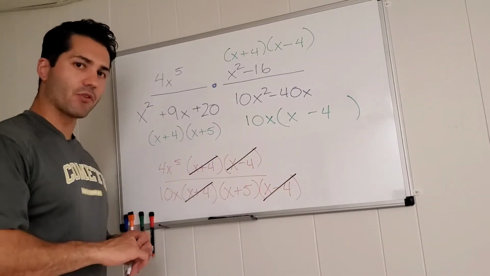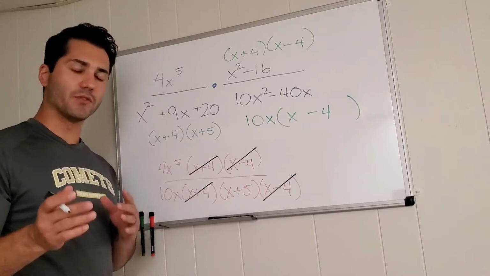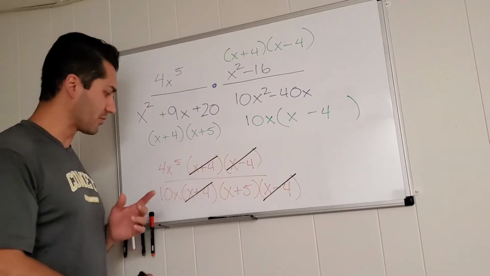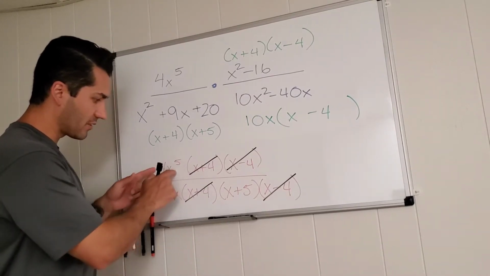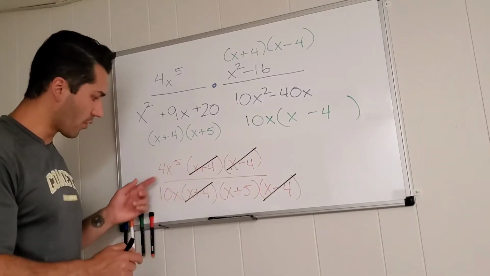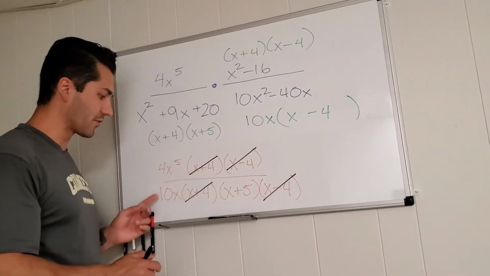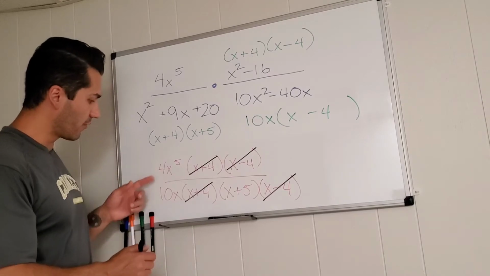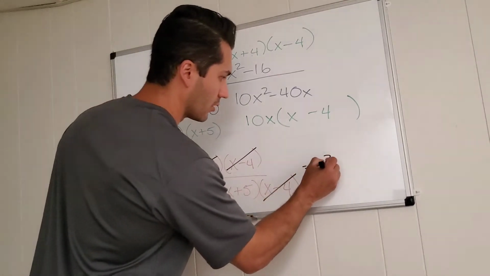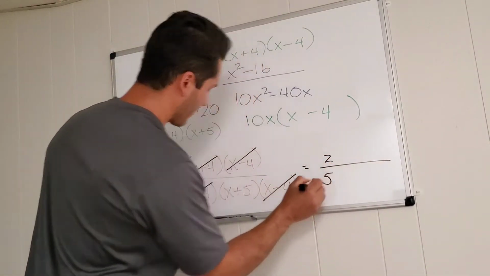And the part that everyone always kind of messes up is the part that you've done before. This is the stuff you did in chapter 7. You have to simplify all the regular stuff. 4 and 10 are just two regular numbers. It's a regular fraction. You have to reduce it. 4 and 10 reduce to 2 over 5.